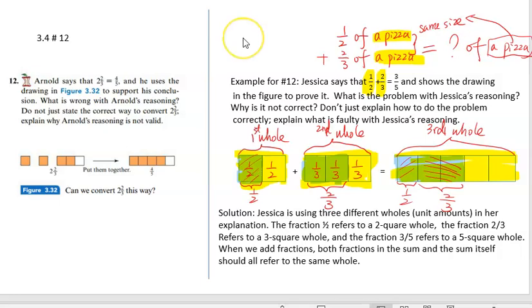So in fact, when she drew the first whole, so this is the first pizza, and the second pizza, it must be, this is 1/2, and this is 2/3. The size of each actually is smaller. The size doesn't stay the same, because when you have 2/3, each piece is going to be smaller. So she used 3 different wholes, which is incorrect.